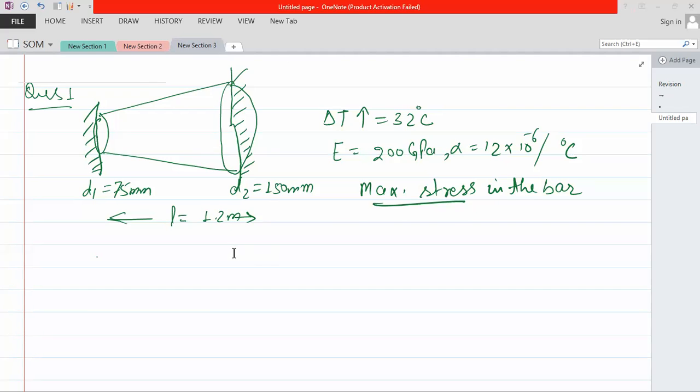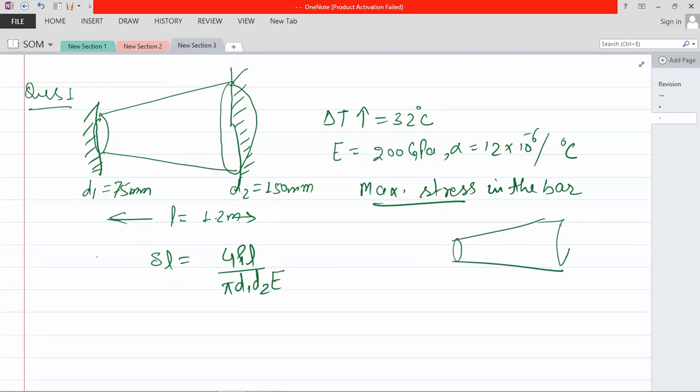Okay, let me solve. So I discussed that delta L is equal to 4PL upon pi d1 d2 e. That is the elongation in a tapered bar. I hope you remember, I discussed it just now. Suppose you apply P load here and P load here. D1 is here, D2 is here, and E is the given modulus of elasticity. So delta L, the elongation in length, is this.